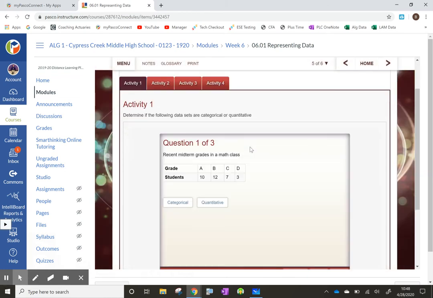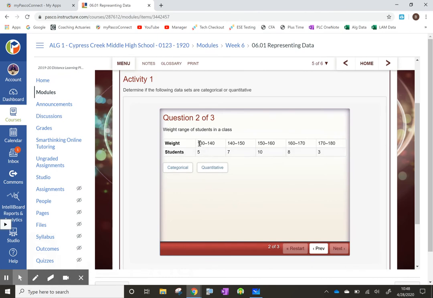All right. So activity 1 is just asking if the data is categorical or quantitative. Remember, categorical is categories, groups, and quantitative is numerical. Since the grades are categories, A, B, C's, and D's, they're not numerical, so that would be categorical, right?